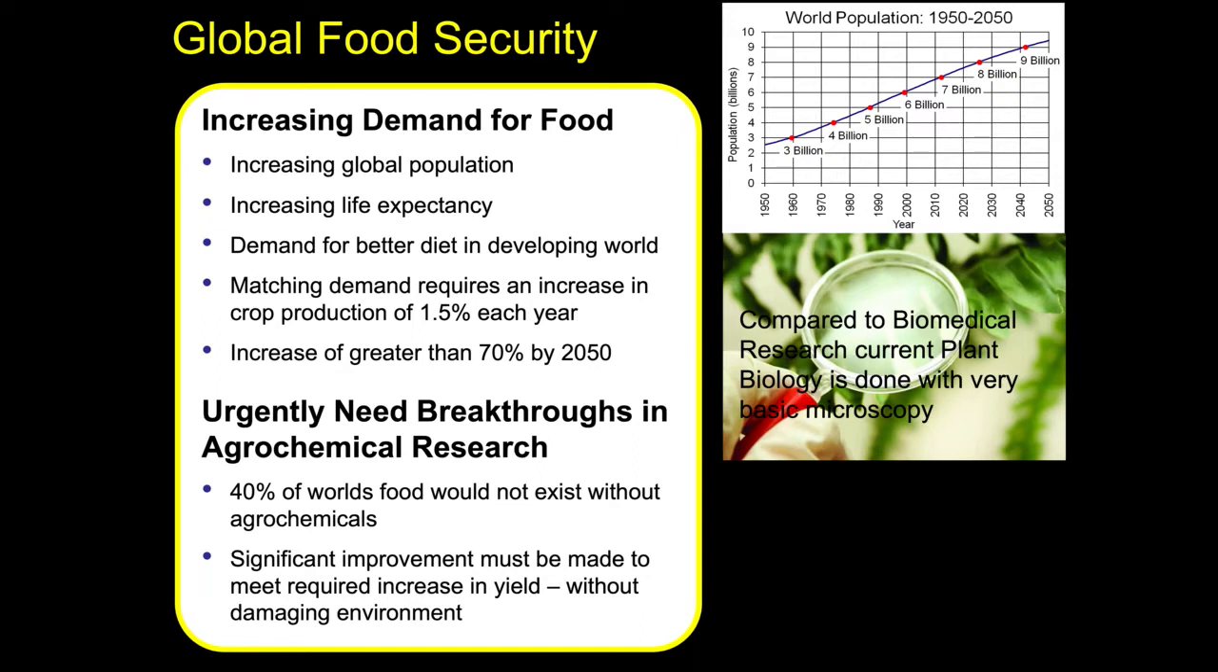So we're looking to the agrochemical community to make significant breakthroughs in the efficiency of agrochemicals. 40% of the food at the moment wouldn't exist without agrochemicals, but in order to meet the demand, we're looking for a significant step change in the efficiency of agrochemicals without having any negative impact on the environment. However, if we look at the tools available to plant biologists compared to biomedical researchers, the agrochemical industry is working with some relatively crude tools. So we really need to be looking to biophotonics to see what we can develop to give them the tools that they need to deliver this increase in efficiency.